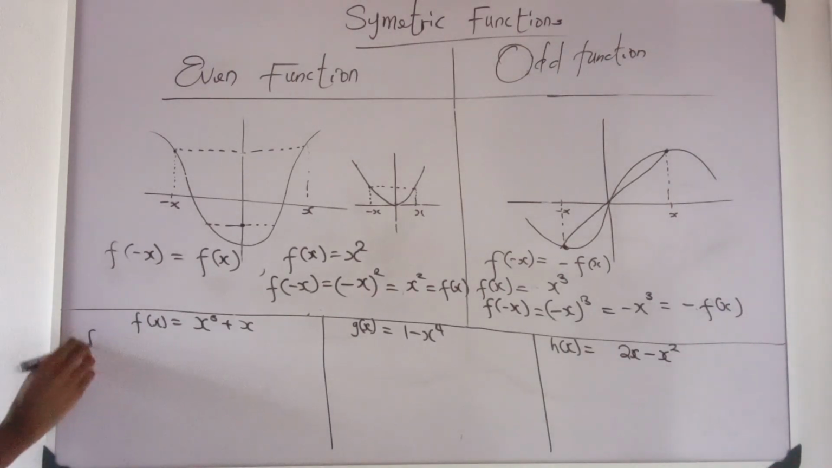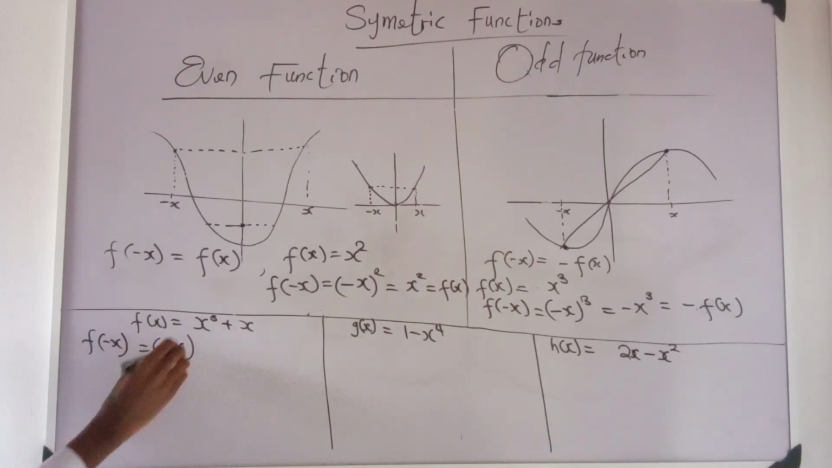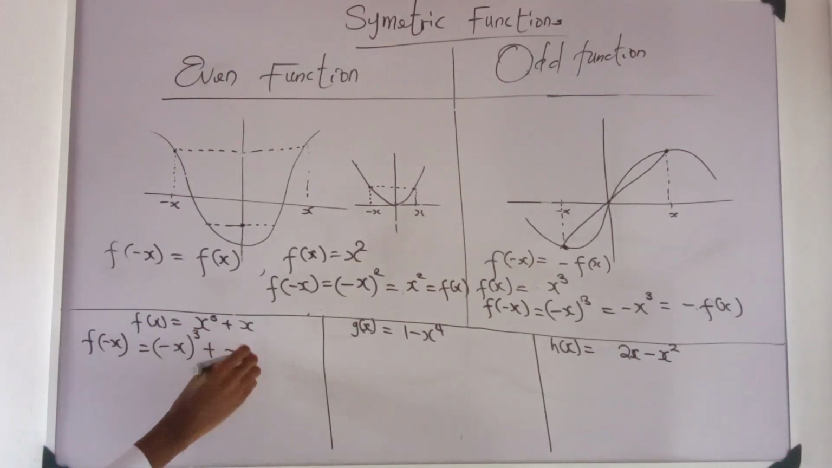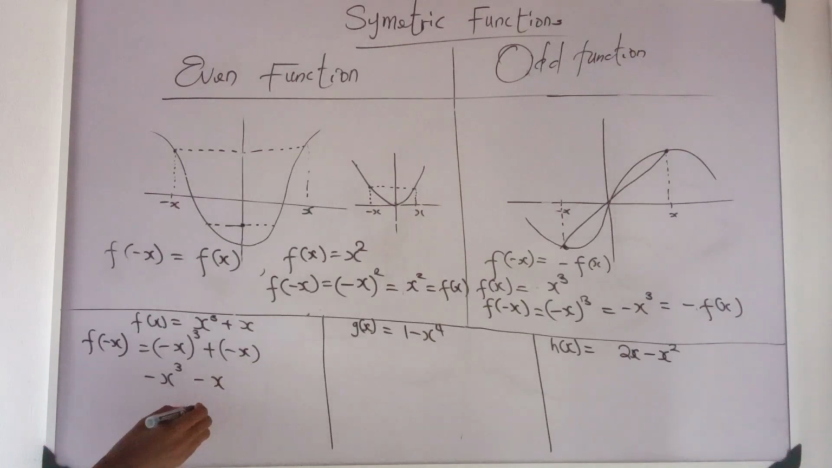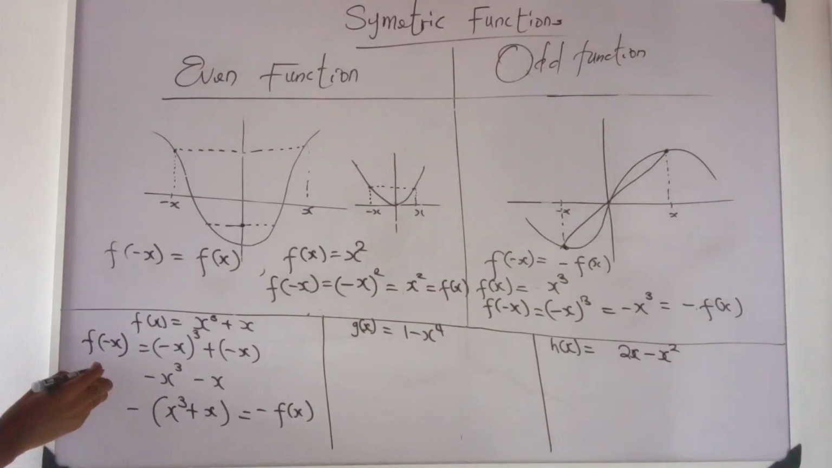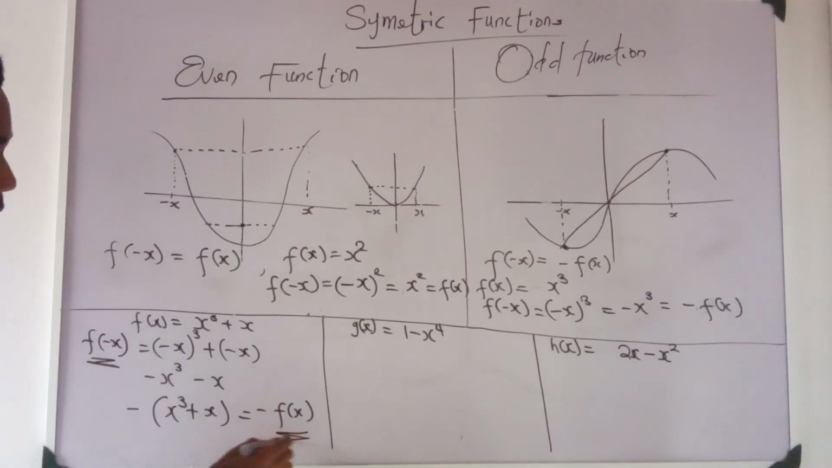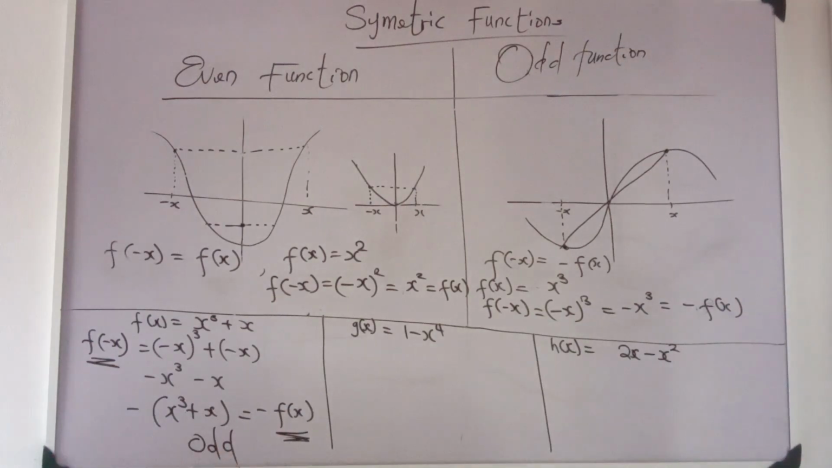Let's look at f of minus x now. F of minus x gives us minus of x cubed, plus minus of x. When I multiply minus x three times, I get minus of x cubed, minus x. If I factor out the negative, I have minus in brackets x cubed plus x, which is the same thing as minus of f of x. So in this case, f of minus x produces minus f of x, satisfying that the function is an odd function.